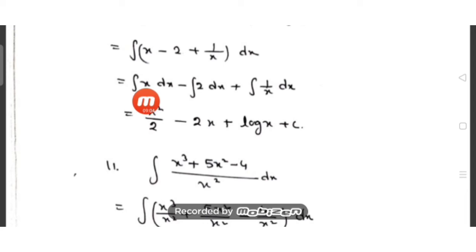Okay? The integration of x is x square by 2. 2 is a constant and comes out. The integration of dx is x. The integration of dx by x, that means 1 by x dx, equals what? Log of modulus of x. I can put a modulus sign here if you want. Plus c. It is better to put this modulus sign.